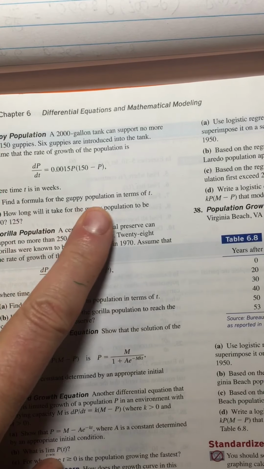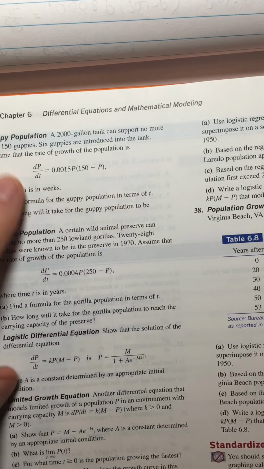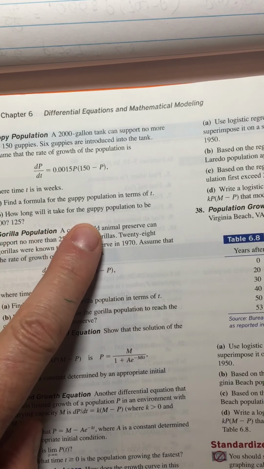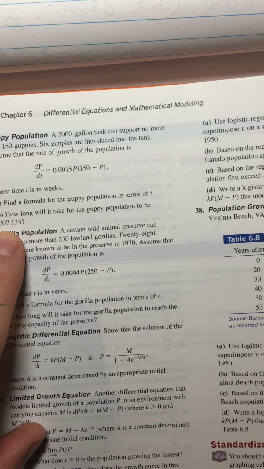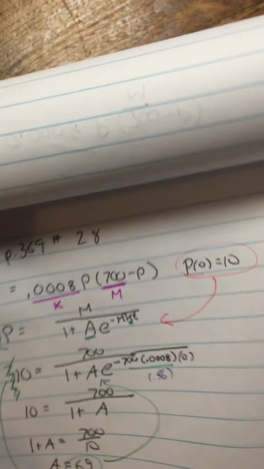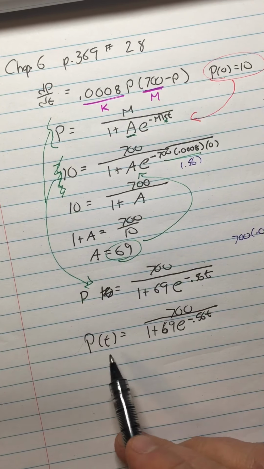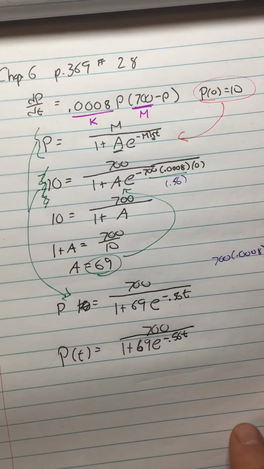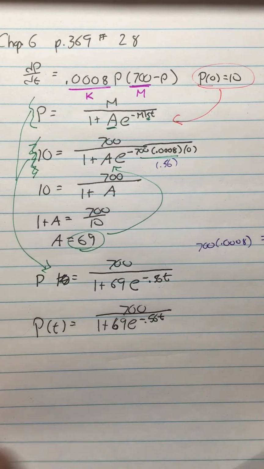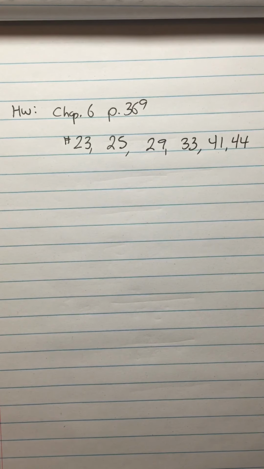Number 33, find the formula for the guppy population. So that's what we just did, right? And then how long will it take the guppy population to be 100? So put 100 for the P in your equation. So let's say I wanted to know when there were 100 of whatever these things were, I'd put 100 for P of t and solve for t. So those are the kind of things you're doing for homework. This is the assignment, and that is it.